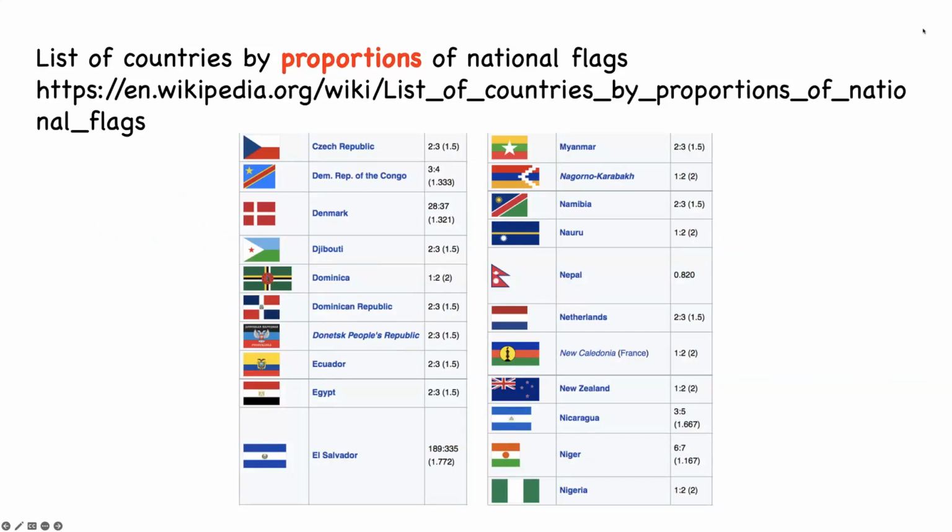If you just take a look at this list, look at El Salvador. This is fractions on steroids. The aspect ratio is 189 divided by 335. Like, what is that about? Who would wake up in the morning and say, well, I'm going to make the flag with that aspect ratio? I mean, there's got to be a reason for this. And there is. And when you start to delve into the history, you'll see that.